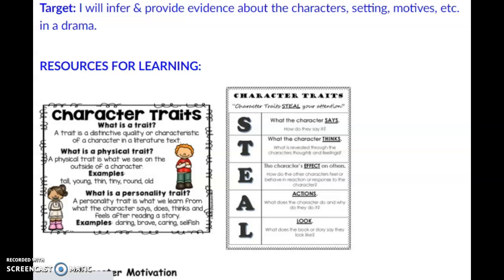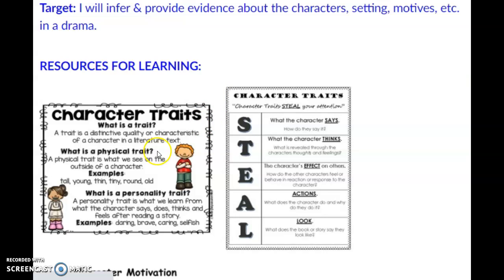So, in dramas and stories, we often make inferences without even realizing it about the characters and about the settings and the characters' motives based on what they're saying and what's happening in the text. When we make those inferences, we are looking at the character's traits. Well, what is a trait? A trait is a distinctive quality or characteristic of a character in a literature text.